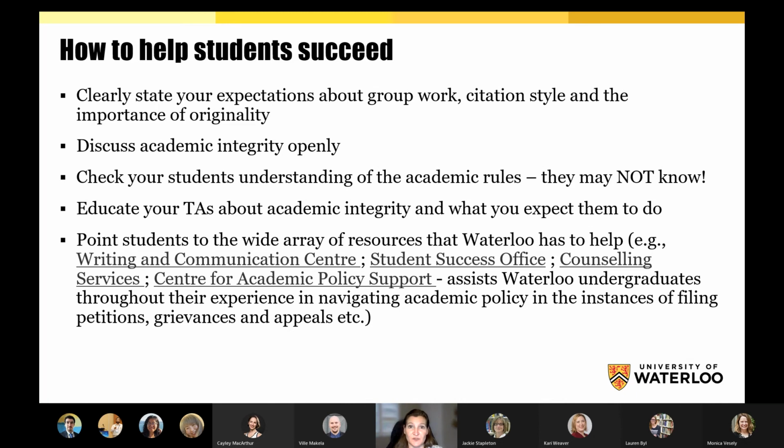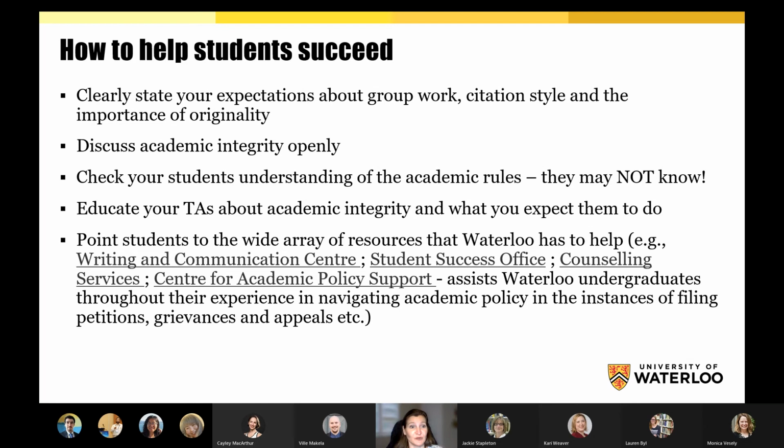I think sometimes we assume that these things have been covered in their high school or wherever they went to school before they arrive. And especially we assume that graduate students are also well-versed in scholarship and the academic rules they should follow. But this isn't always true. So it's very important to take the temperature of your students in your course, see what they do know and what they don't know, and then you can fill in the gaps. And that can really help avoid any instances of misconduct and any misunderstandings going forward.